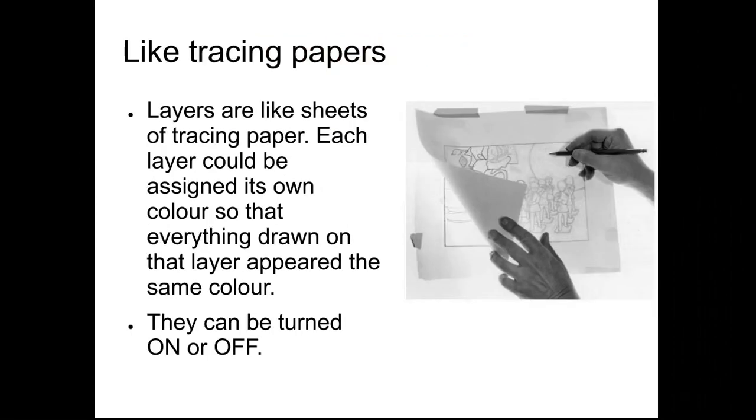So layers are really like sheets of tracing paper. Each layer could be assigned its own color so that everything drawn on a layer appears in that same color. And that layer can be turned on or off just like putting on or taking away tracing papers.